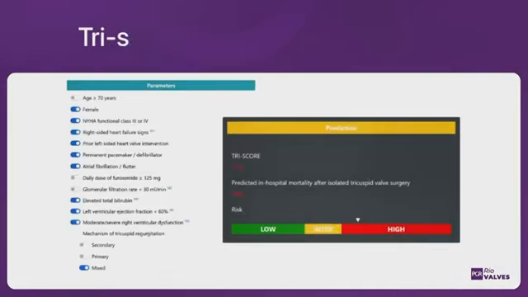If you calculate the T-score, you are going to get that the risk of the surgery is very high. And this score does not take into consideration that the patient is low weight and also has chronic use of corticosteroids.